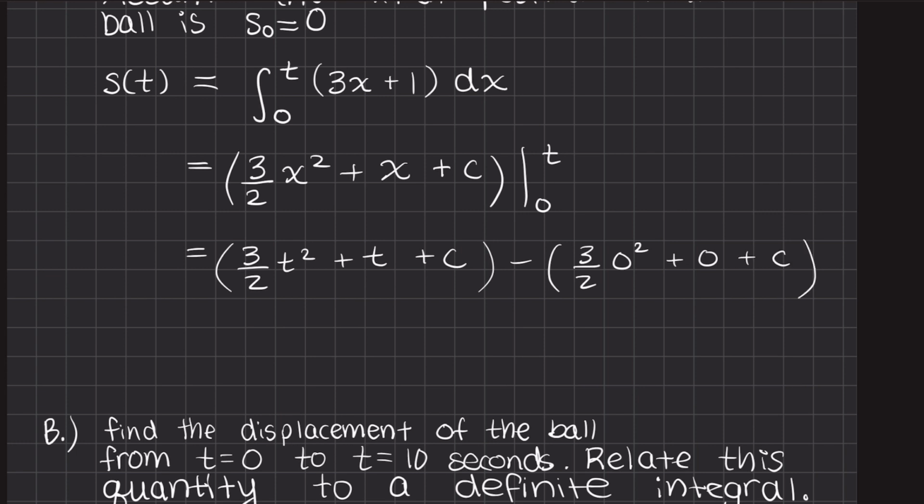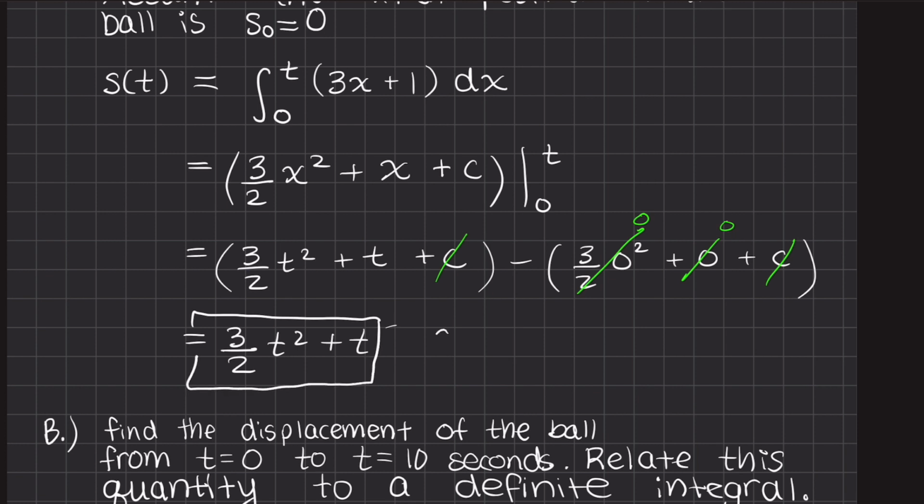Notice, just as a reminder, this is why we don't really have to write the c when we're calculating definite integrals, is because they end up canceling every single time. And we have this is 0, this is 0, of course. And so the antiderivative that we just got is 3 over 2 t squared plus t. And that looks like it's going to be our position function.